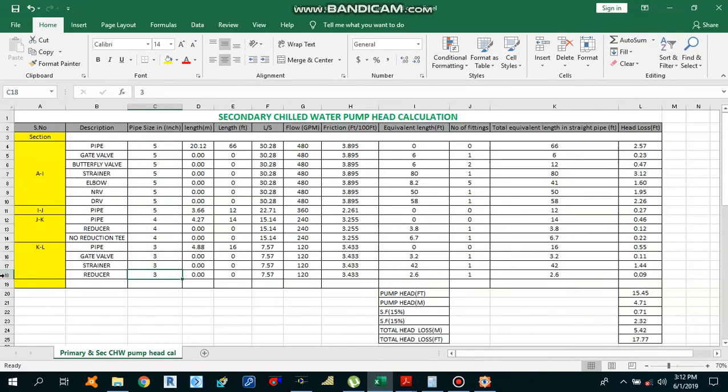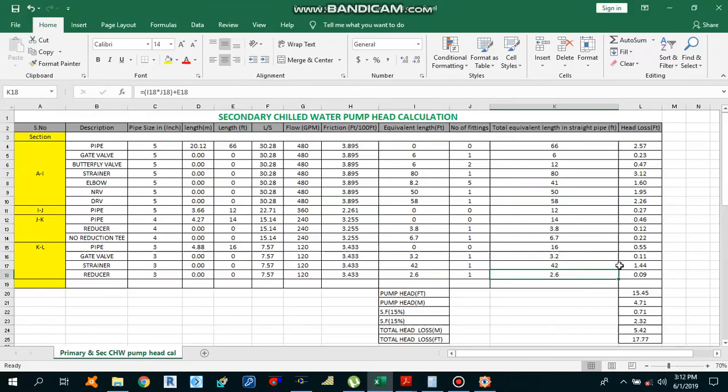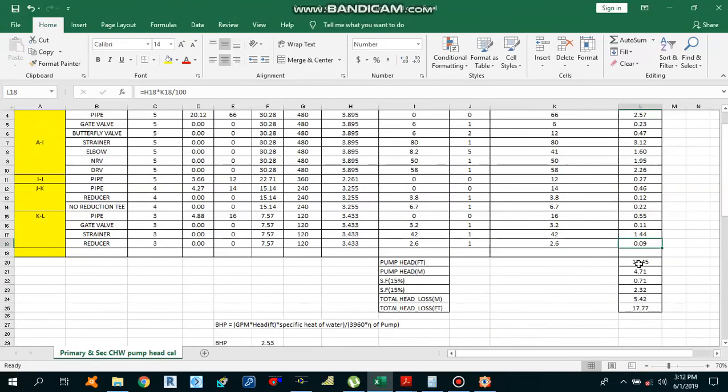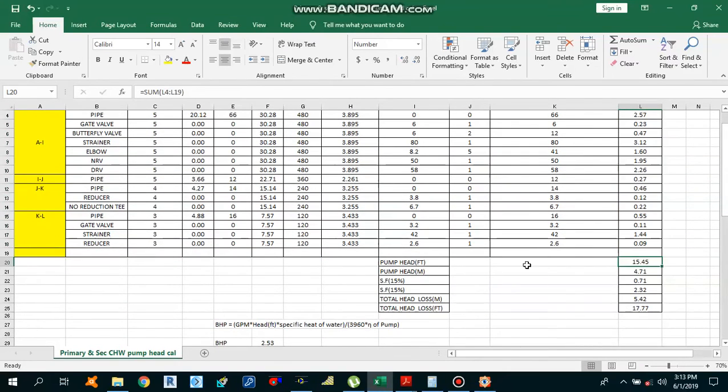Move back to the Excel sheet. The reducer equivalent length is 2.6 feet, only one reducer, total equivalent length is 2.6. Again you need to multiply this total equivalent length in the straight pipe with this friction rate, that is 3.433 multiply 2.6 divided by 100, you will get 0.09 feet. So all sections head loss has been calculated. Now we need to sum all of this to get the total head loss in feet. So 15.45 is the total head loss in feet.